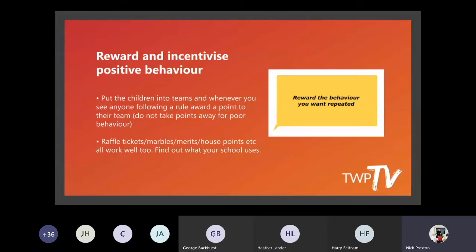You can do that in loads of different ways. We'll talk about it at the end. I'm going to open it all up, but I'm gauging from previous sessions you guys like just listening and learning instead of dissecting it and doing it at the end, so we're going to do that. So don't take points away for poor behavior, but add points for positive. And as I said on a couple of slides before, reward and focus on that.